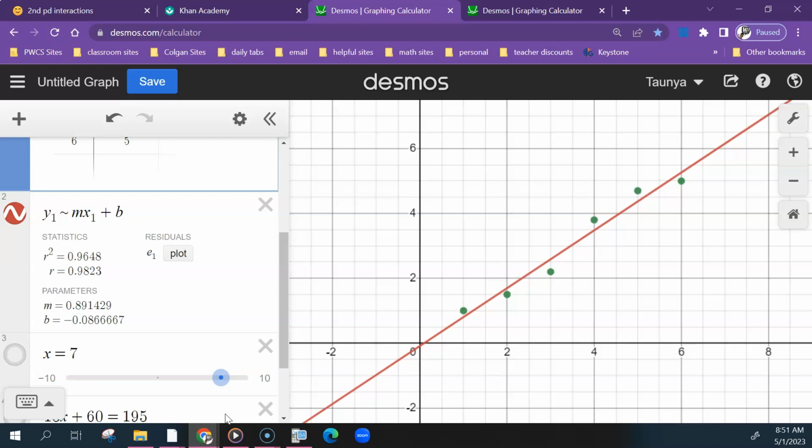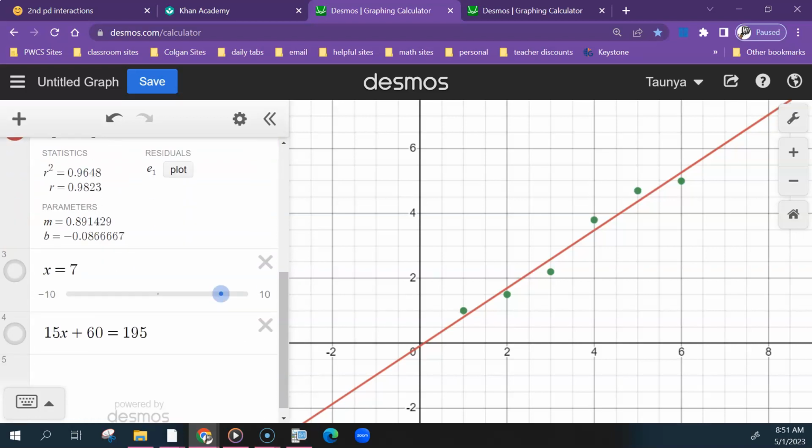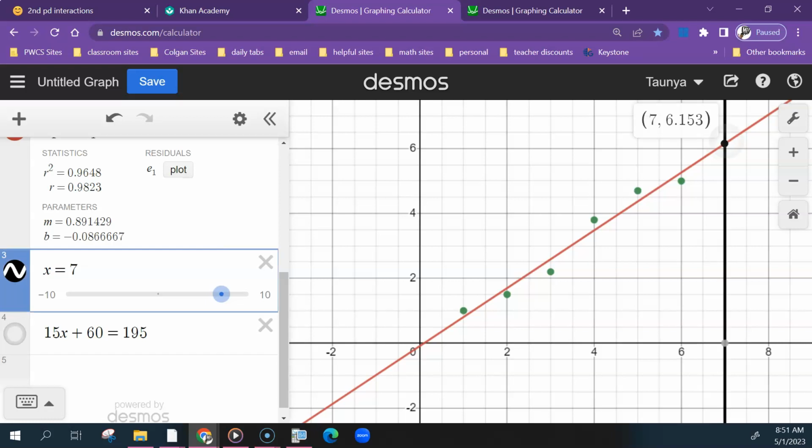Number 2, it says using number 1, find the milk consumption in 1 week of a 7-member family. So if x equals 7, find where those two intersect. 6.15 or 6.2 gallons would be what that equals. Make sure you include the label gallons, 6.2 gallons.